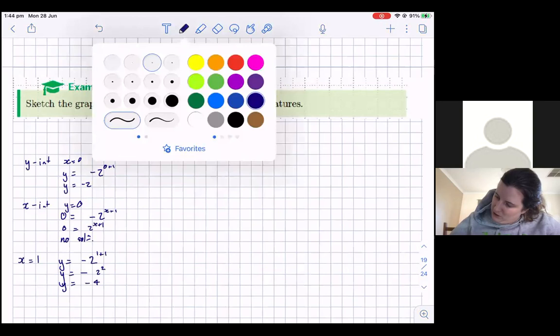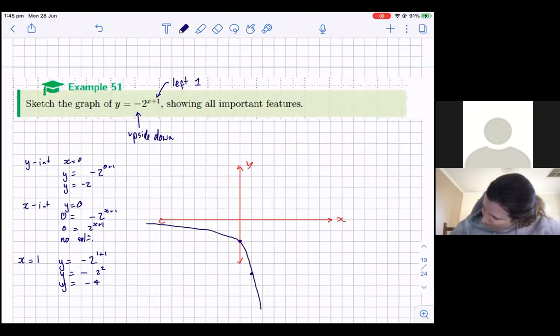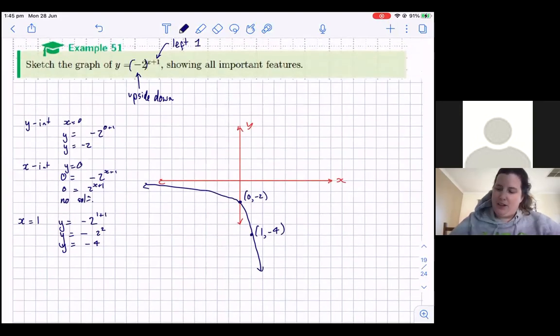So now we've got enough information to draw a relatively good graph. Relatively. You've seen some of the ones I've done today. So I know it's going to go through the point negative 2. When x is 1, it's going to be negative 4. So it's going to kind of come down like that. Cool. This wasn't negative 2 to the x plus 1. It was just a negative out the front. So yeah.